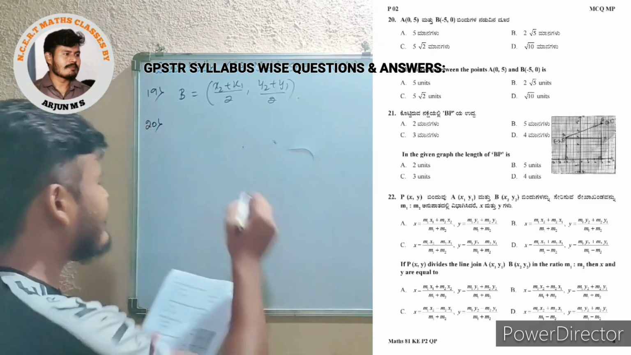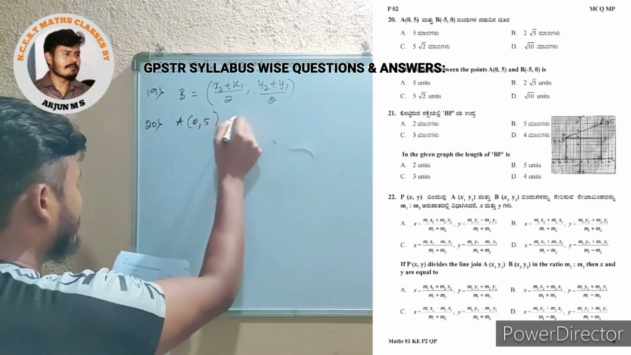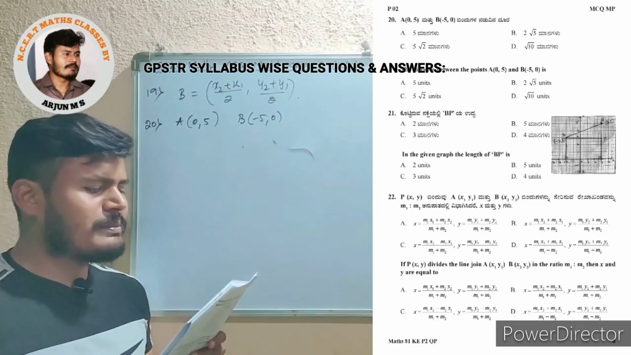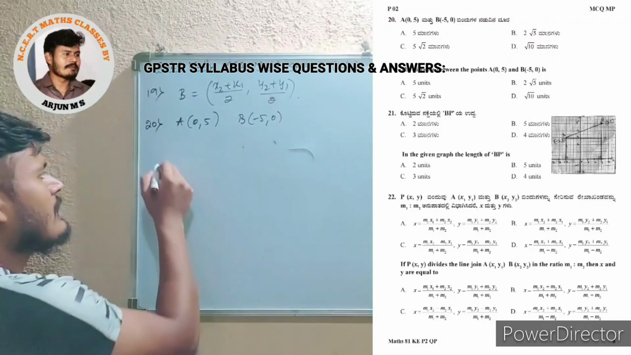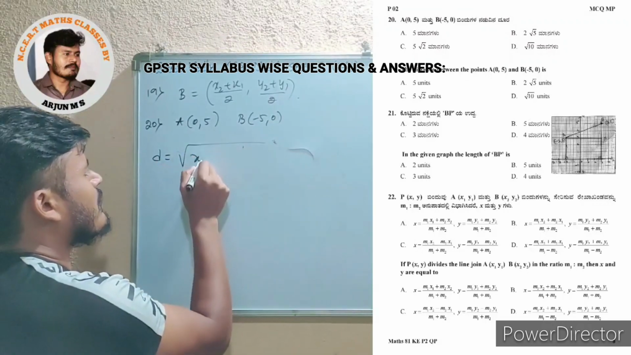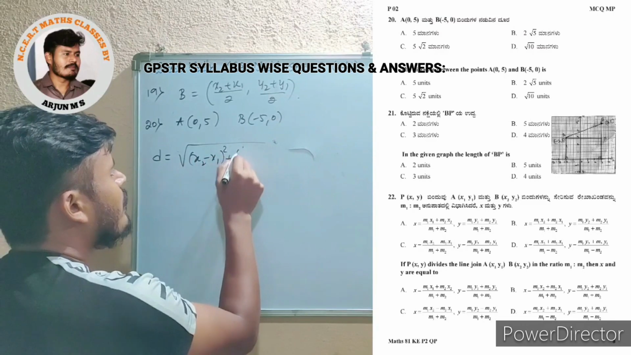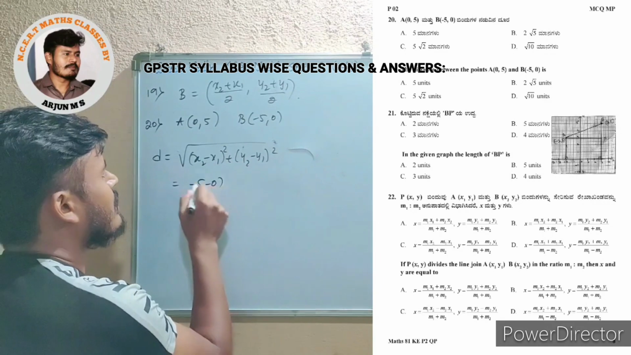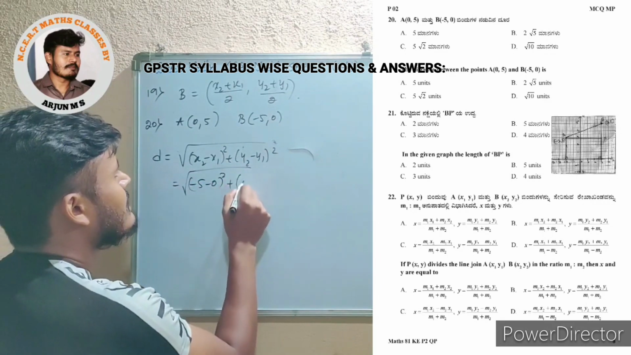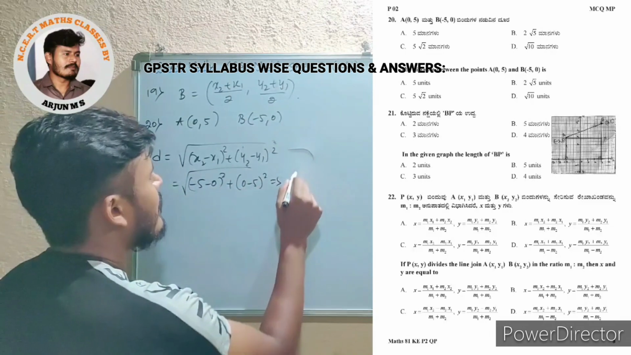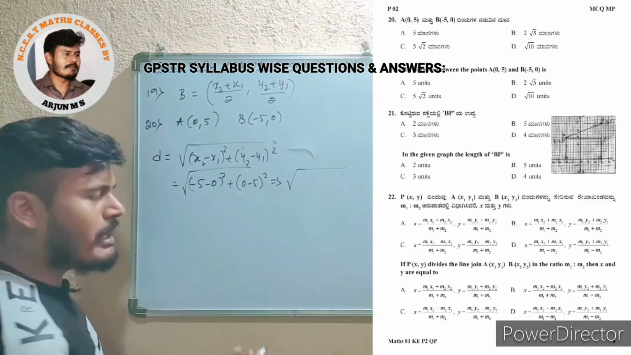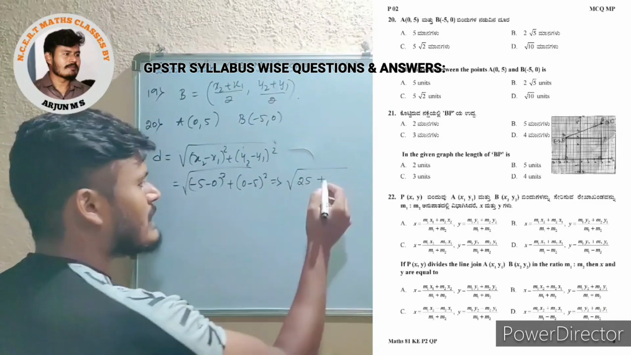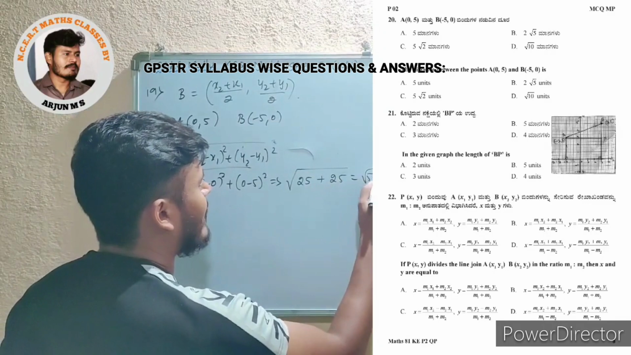20th question, A(0, 5) and B(-5, 0). Then the distance between these two points, we have one formula: D is equal to square root of (x2 minus x1) whole square plus (y2 minus y1) whole square, which is equal to (-5 minus 0) whole square plus (0 minus 5) whole square, right? Square root of (-5 minus 0), which is equal to (-5) whole square, that is 25. Here also (0 minus 5), (-5) whole square, 25, which is equal to root 50.